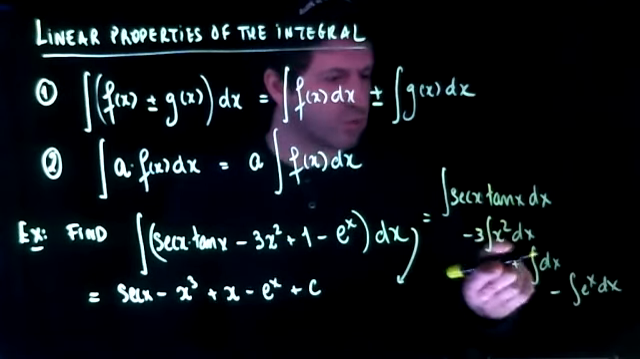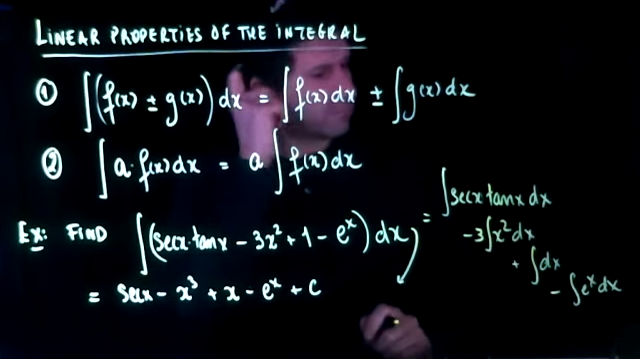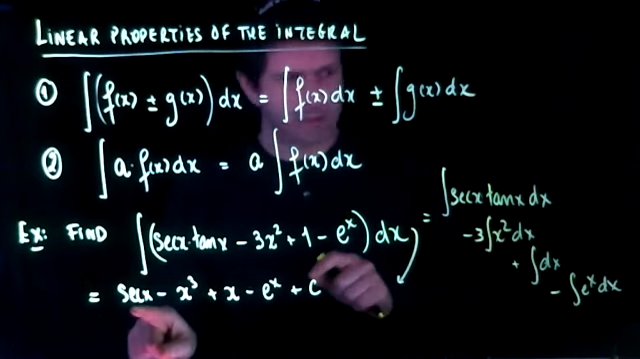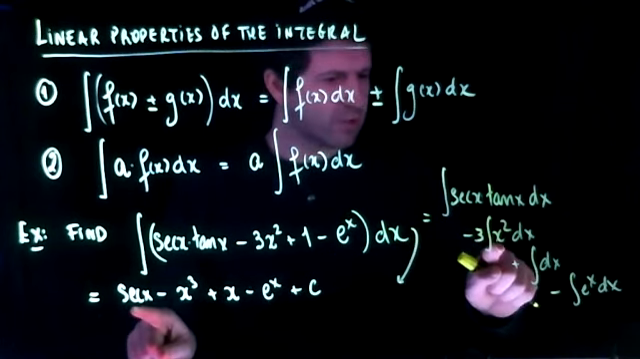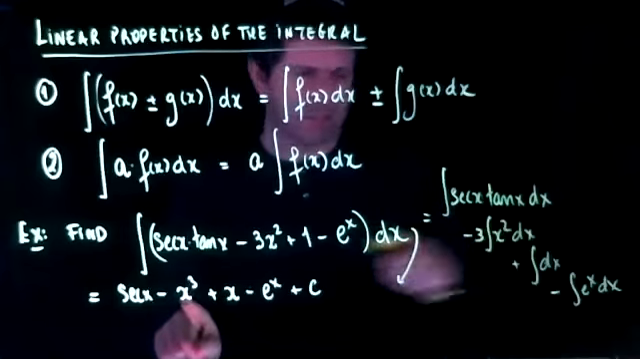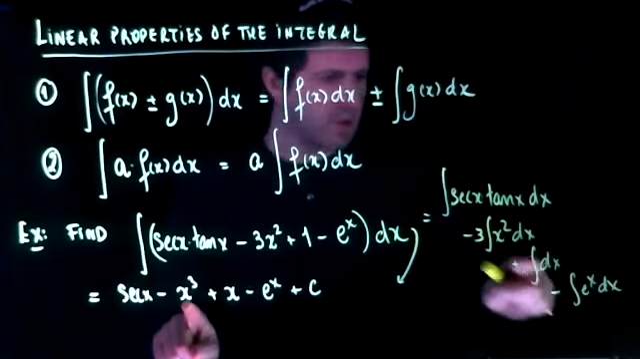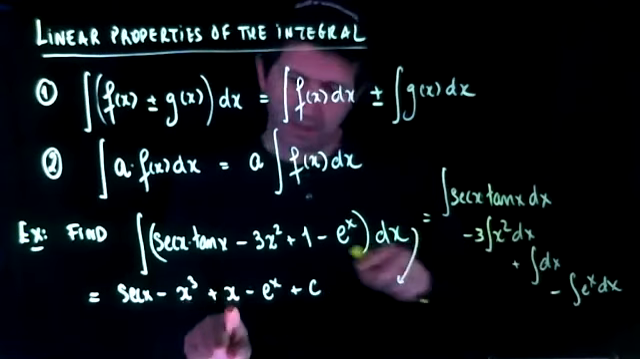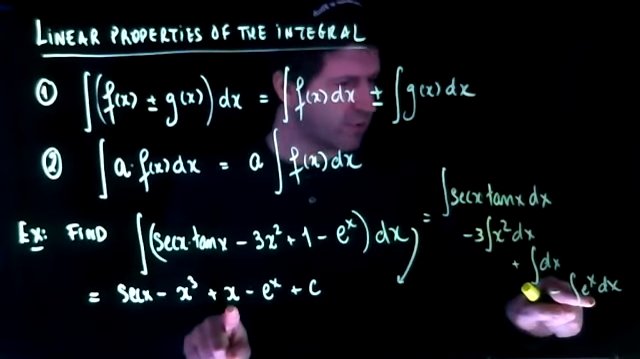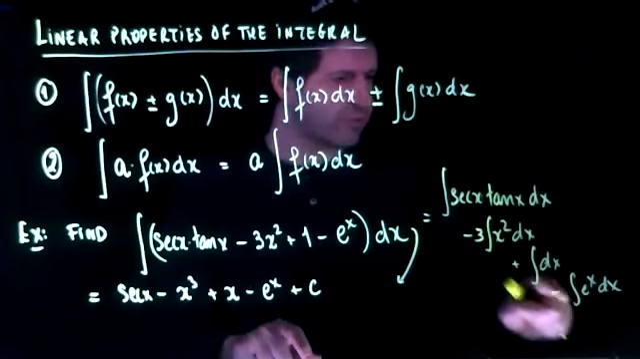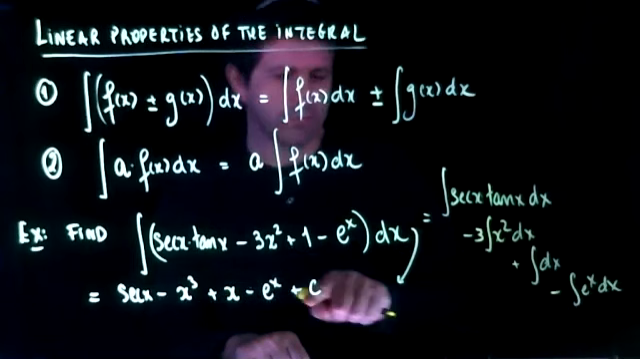So I have 1, 2, 3, 4 integrals. What should I derive to get secant tangent? Well, it's secant. What should I derive to get x2? We did it before, it's x3 over 3. So the 3's cancel. What should I derive to get 1? It's x. And what should I derive to get e to the x? It's e to the x. 1, 2, 3, 4 terms, plus c.